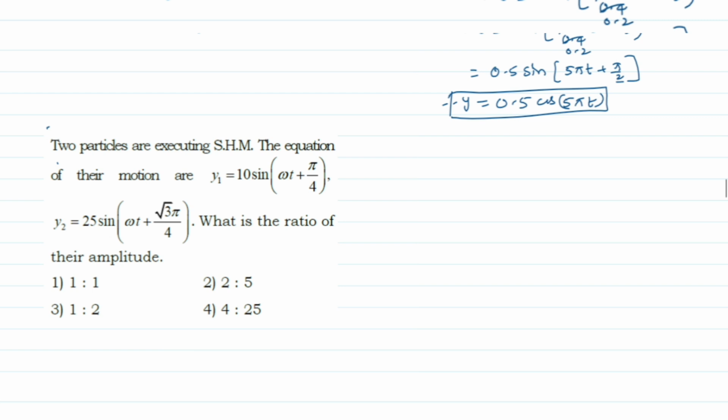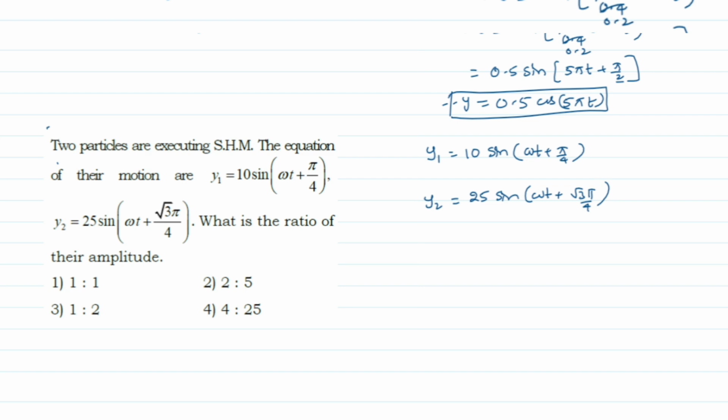Now the next question says two particles are executing SHM. The equations of their motions are given as y1 and y2. What is the ratio of their amplitudes, they are asking. Here y1 is 10 sin(omega t plus pi by 4), and the second equation is 25 sin(omega t plus root 3 pi by 4).